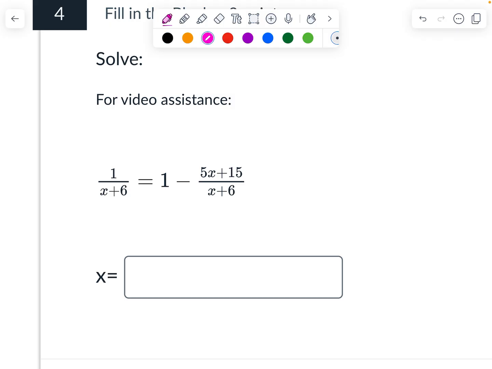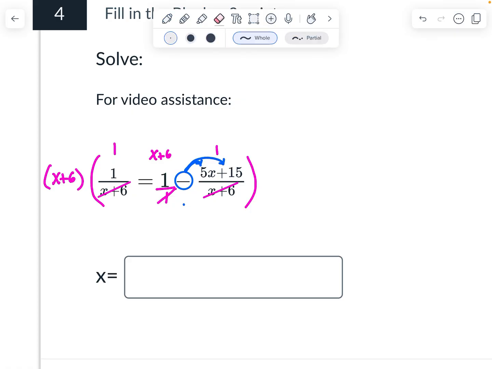I want to get rid of the fractions. I'm going to multiply everything by x plus 6, because the common denominator is x plus 6. So, x plus 6 divided by x plus 6 is 1. This is over 1. So x plus 6 divided by 1 is x plus 6. And x plus 6 divided by x plus 6 is 1. I do want to be careful that this negative affects the 5x in the same way it affects the 15. I want the opposite of both of those things.